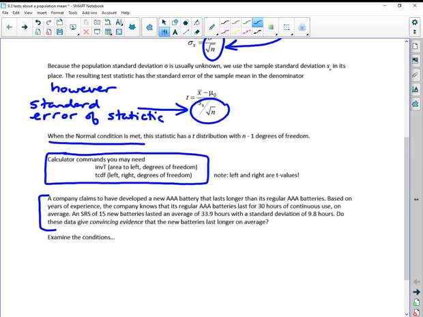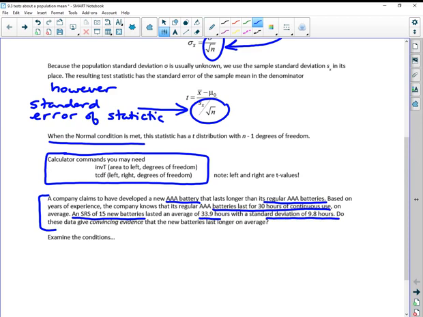Okay, a company claims that they have a new AAA battery and it's going to last longer than its regular AAA batteries. From the past, they know that it was lasting 30 hours of continuous use. But they just went out and took a sample of 15 new batteries, and they see that it's lasting 33.9 hours with a standard deviation of 9.8 hours.